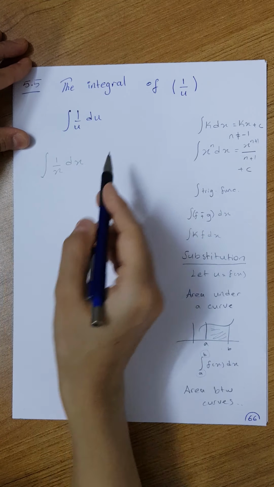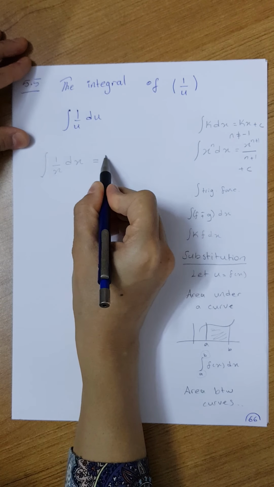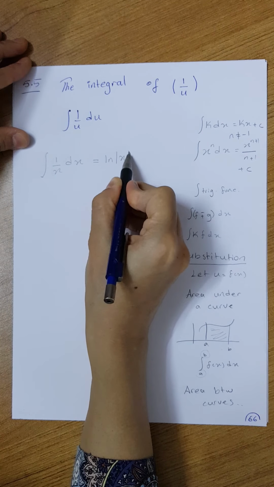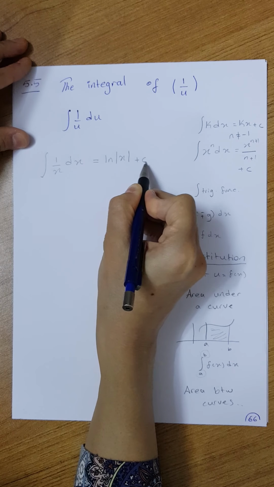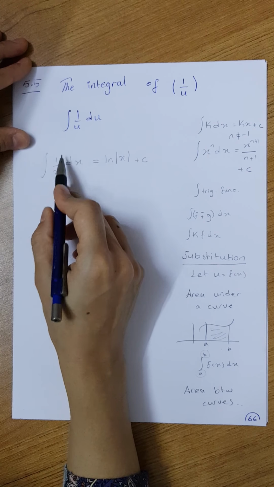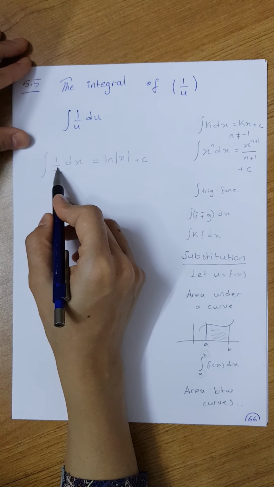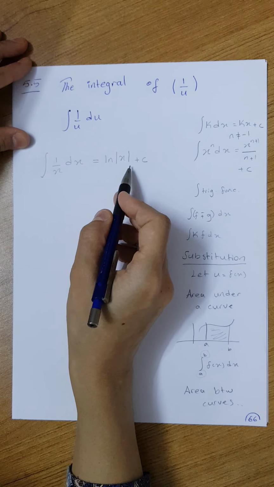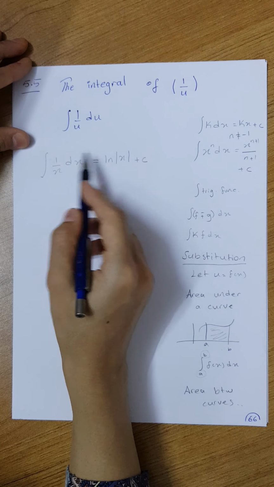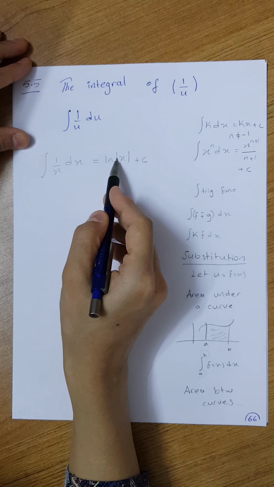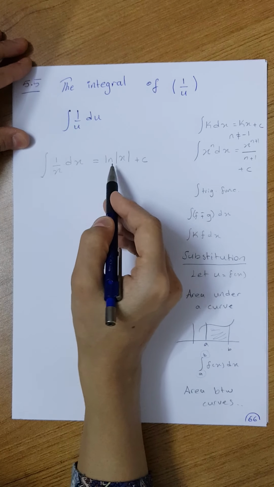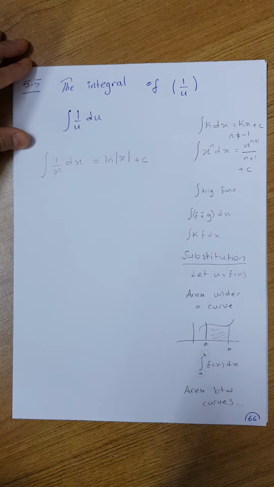In that case we have got a special case: this integration is equal to ln of the absolute value of x plus c. Why? Because the derivative of ln of x is equal to 1 over x. We said integration is anti-differentiation, so when we think backward, the derivative of ln of x is equal to 1 over x. Why do we put that absolute value in here?